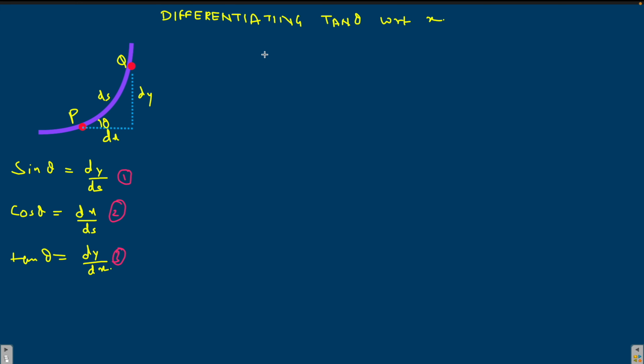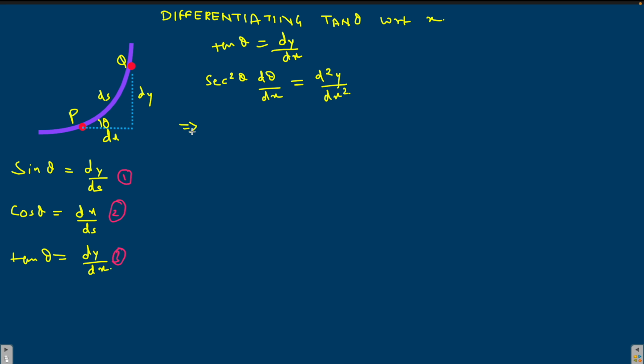So what we get? tan theta is dy by dx. So the derivative of tan theta is sec square theta, and it will be d theta by dx. And here on the right hand side it will be d2y by dx2.